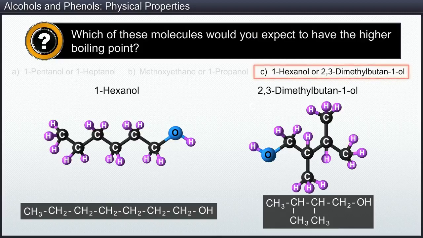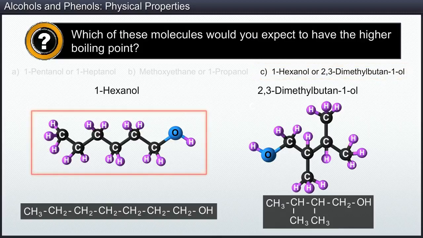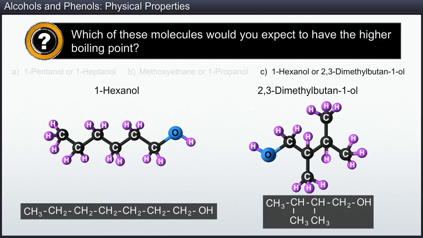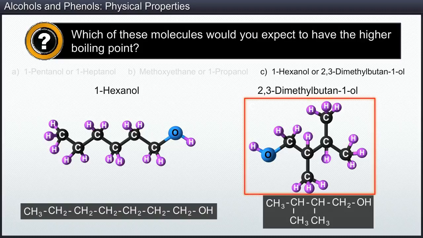For set C, 1-hexanol has the higher boiling point. Its carbon chain is unbranched, giving it stronger London forces than the branched chain in its structural isomer, 2,3-dimethyl-butane-1-ol.